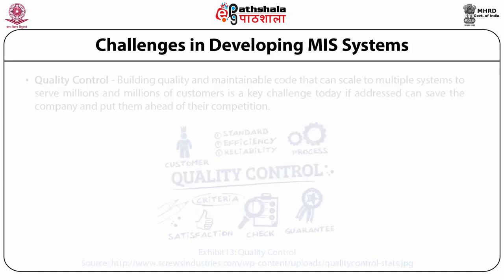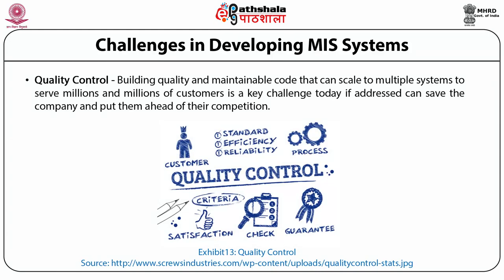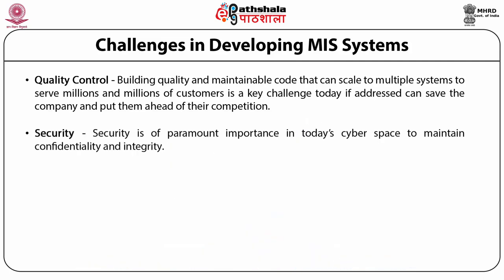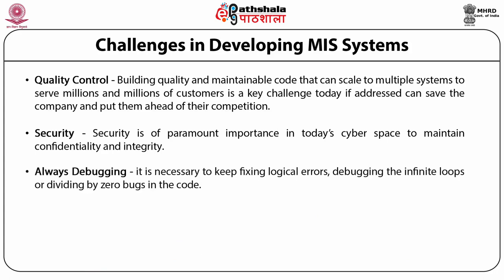Quality control. Building quality and maintainable code that can scale to multiple systems to serve millions and millions of customers is a key challenge today. If addressed, it can save the company and put them ahead of their competition. Security. Security is of paramount importance in today's cyberspace to maintain confidentiality and integrity. Lastly, debugging. It is necessary to keep fixing logical errors, debugging the infinite loops or divide-by-zero bugs in the code.